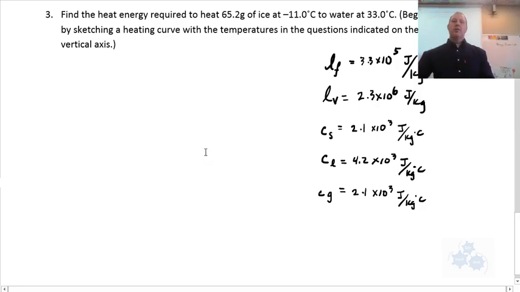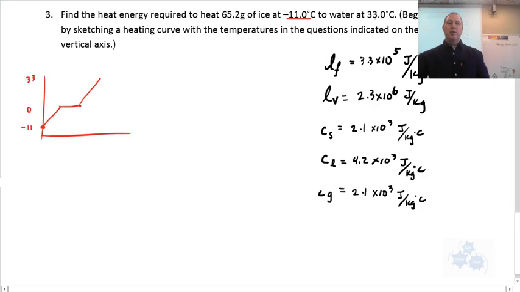So to sketch the heating curve, well, I'll let you do it, but just a heads up, you're going to start with the starting temperature down here, and in this case, we're talking about water at negative 11 degrees, so that's going to be ice. So we're going to be heating the ice. It's going to get to 0 to melt, and then it's going to go all the way up to 33. So this is the sort of graph I'm looking for. You should write down your temperatures here. And that will help you determine the sections. You're going to have 3 sections here. You're going to have to calculate the energy for each one. And so using the data on the right, go ahead and take a moment to try number 3.